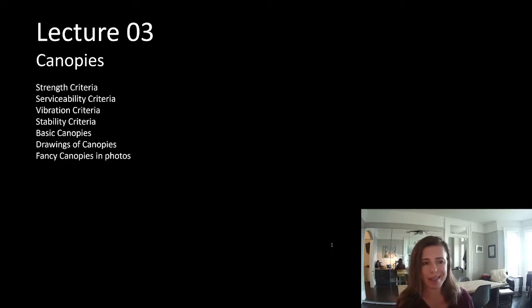I'll show you basic boring canopies and what goes into them, and then we'll look at some drawings of specific canopies I've worked on, where I can show you the process. And then Dave will go through some fancy canopies in photos and kind of give the background, or our interpretation of the background, of those canopies.